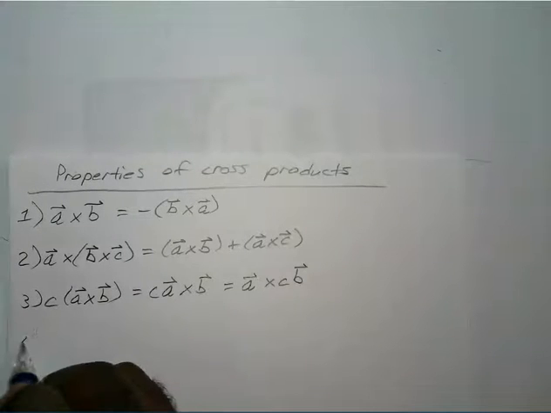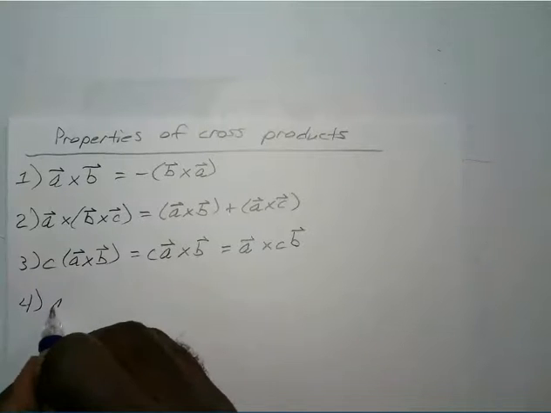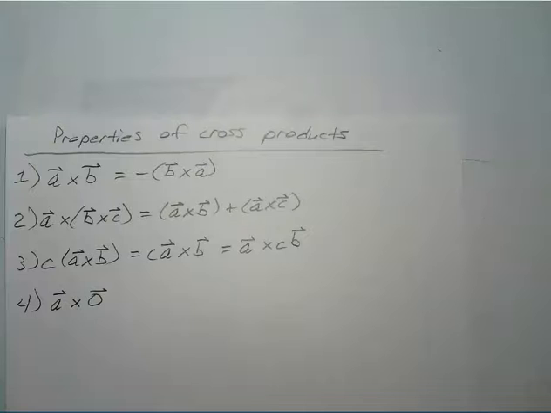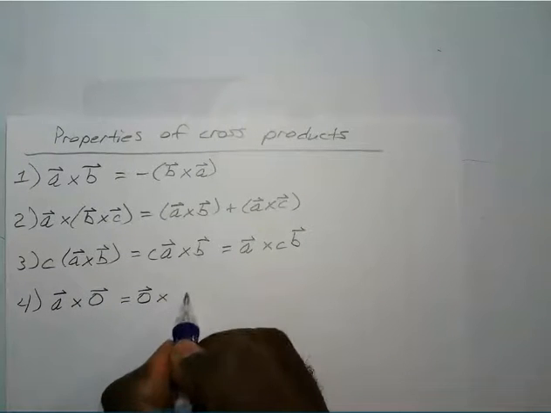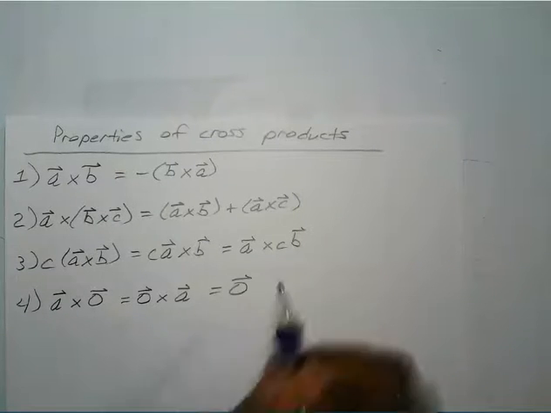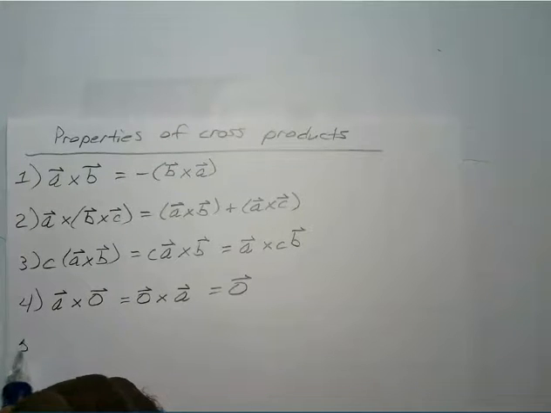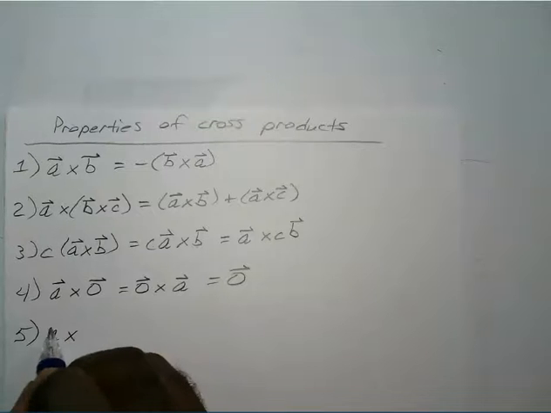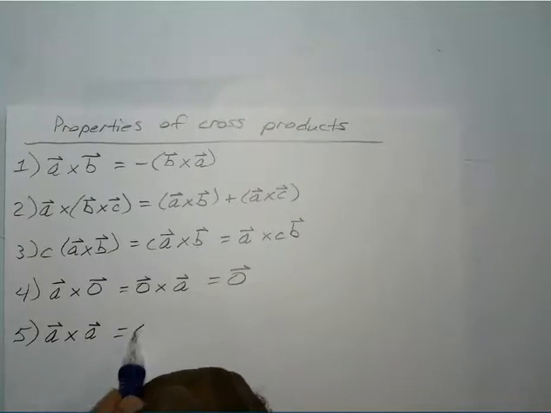Our fourth property, if you have an A vector and the cross product of a zero vector, it is commutative, so you can say it's the same as a zero vector and the cross product of an A vector. Either way, your answer will be a zero vector. The fifth property, any vector that's a cross product of itself is going to equal a zero vector.